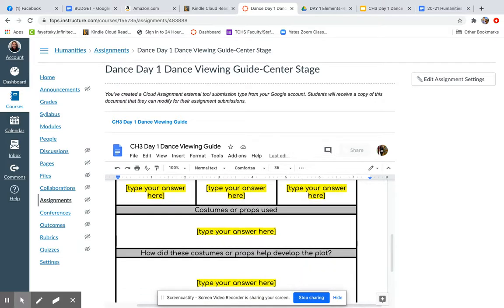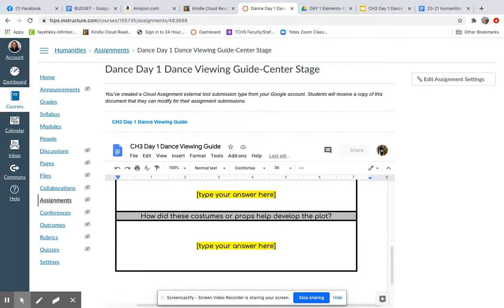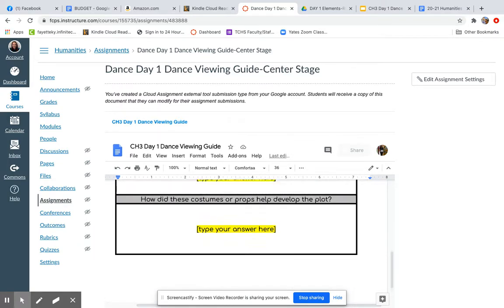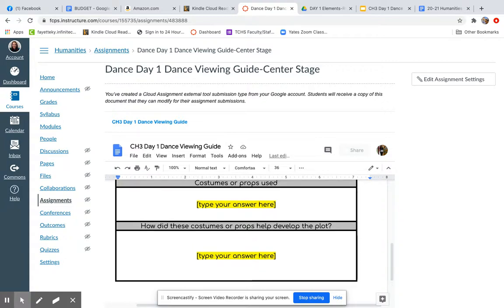Costumes or props. So this is where you list any costumes, costume changes, any props that you see. And then talk about how did those costumes or props help develop the plot. So if they were wearing just blank leotards, would you have still gotten the story behind the dance? And then you're turning in the notes and turning in the viewing guide.